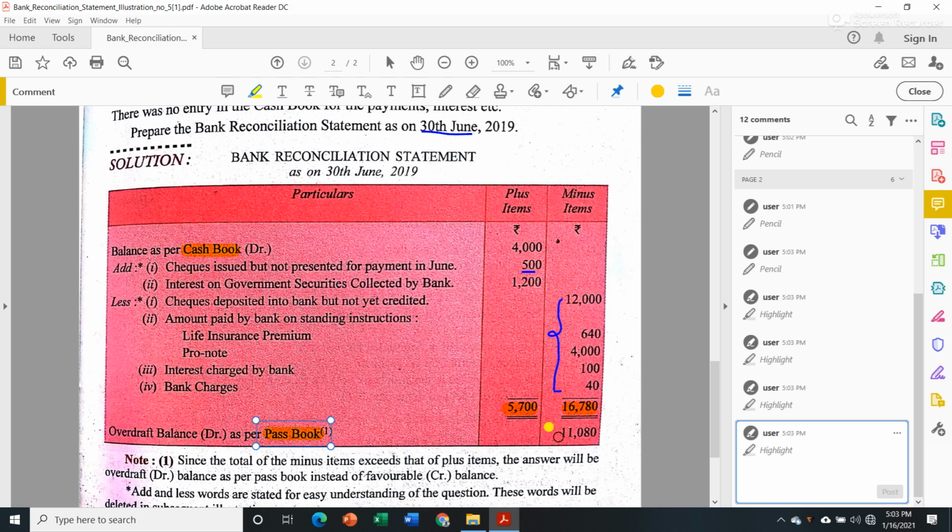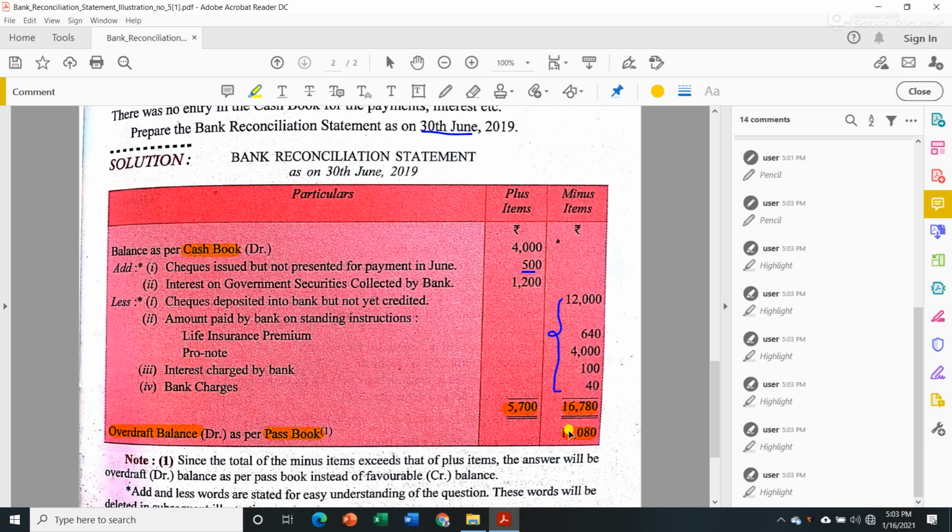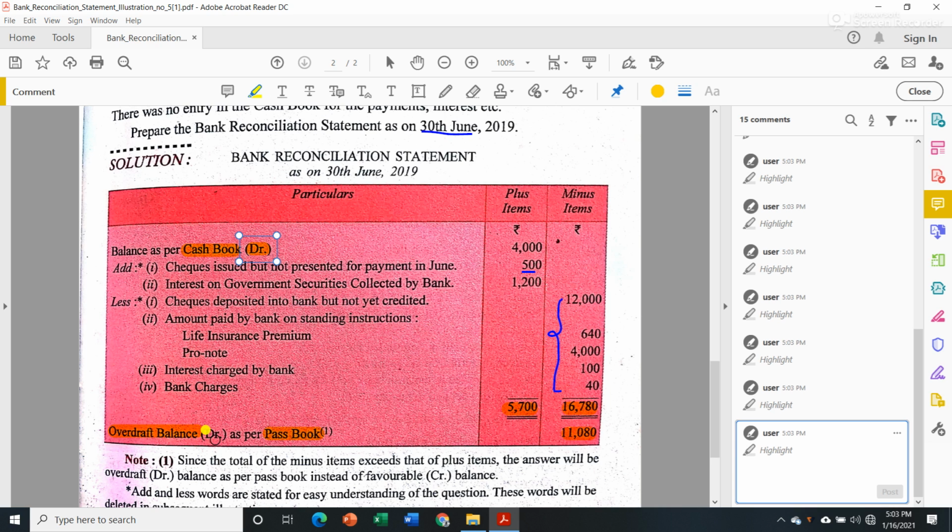But since the minus side is more, we cannot write credit balance as per passbook, because credit balance as per passbook is a favorable balance, but here we got more minus items, which means it is unfavorable, and an unfavorable balance as per passbook means an overdraft balance, that is debit. So when we get more minus items, we write the opposite of the book but the same as debit or credit balance.